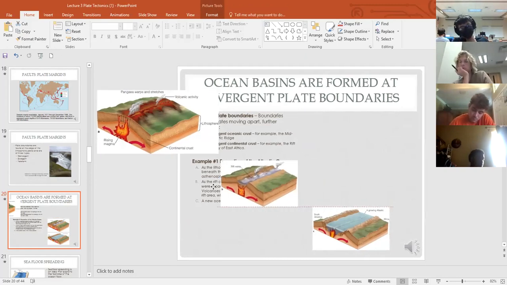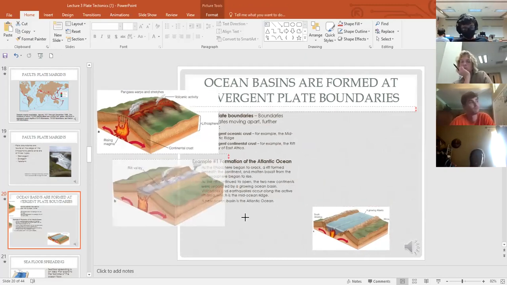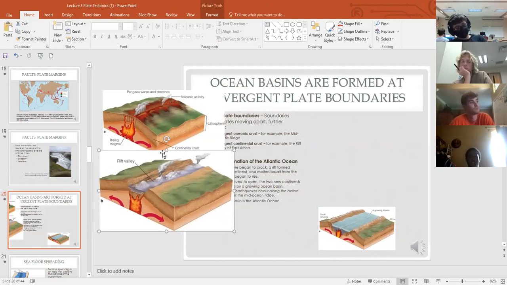Given a little time, you can see the rift forms. Okay, this is the next stage. This is A, here's B. It's spread apart a little bit. You still have your mantle plume. You still have volcanoes.